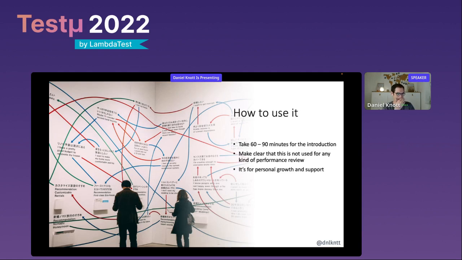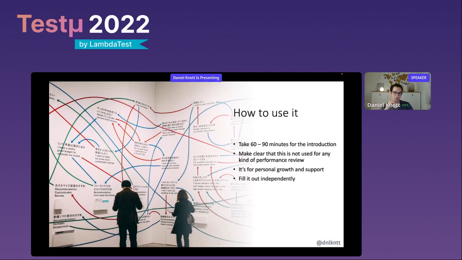I just said it, and I said it again. It's for personal growth and support, not for judging. And it's important that you fill it out independently. So you can use the template that you can also find later on my blog. And the direct report is going to fill it out, and the team leader, and you do it separately.